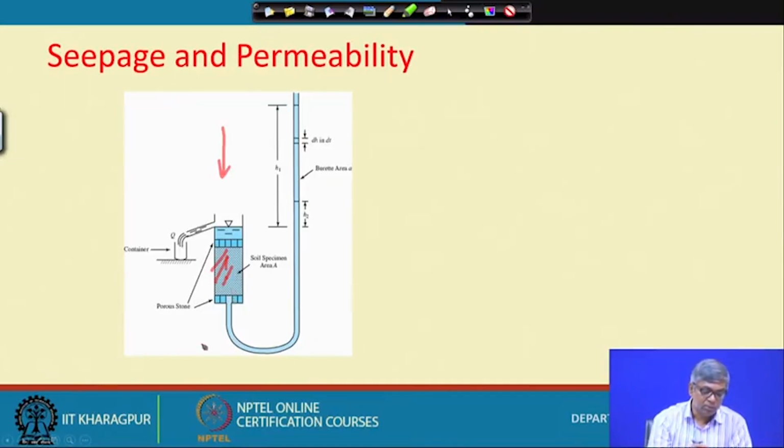During this flow, the initial head was supposed to be here and the final head somewhere here, and because of this change of h1 to h2, how much time it has taken can be correlated with the permeability equation, which I will show in the next slide.